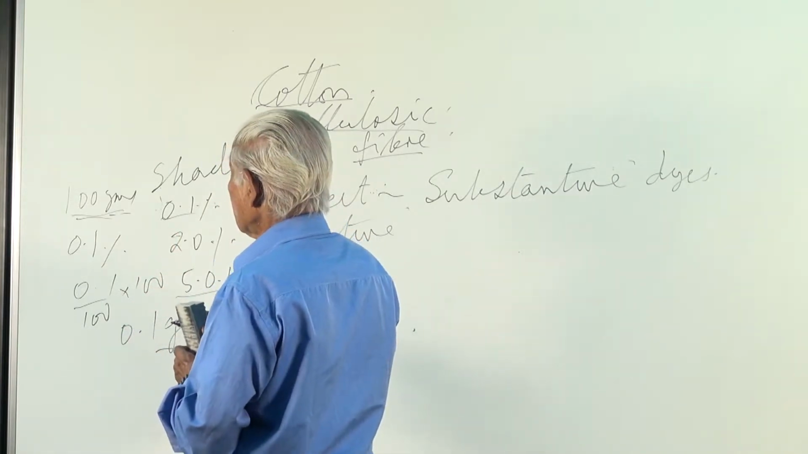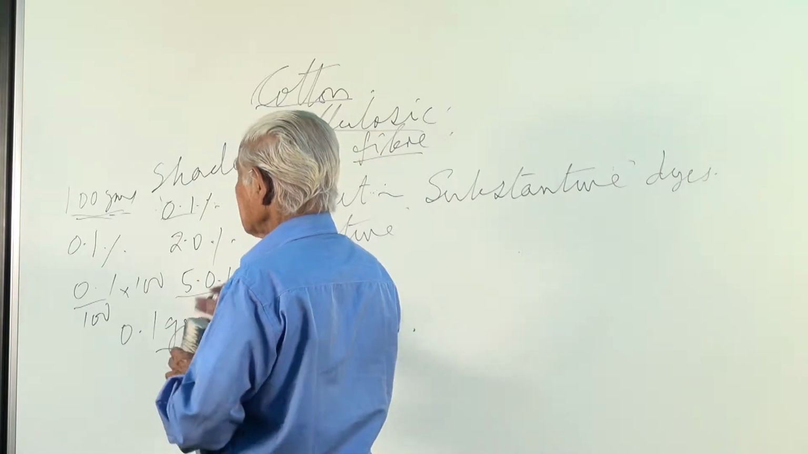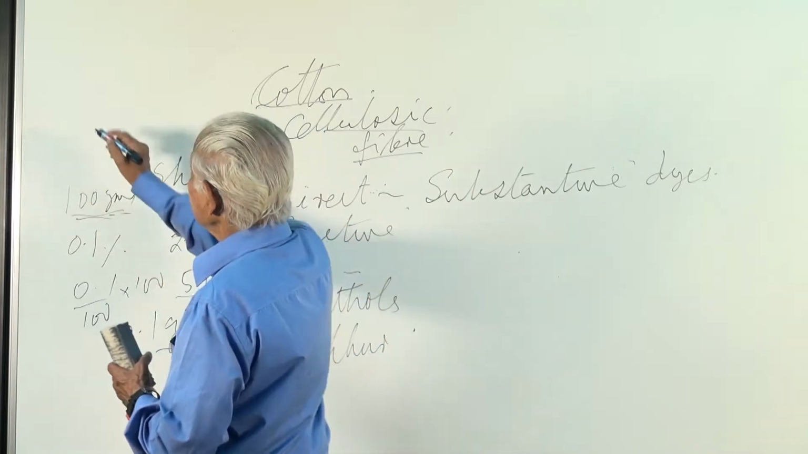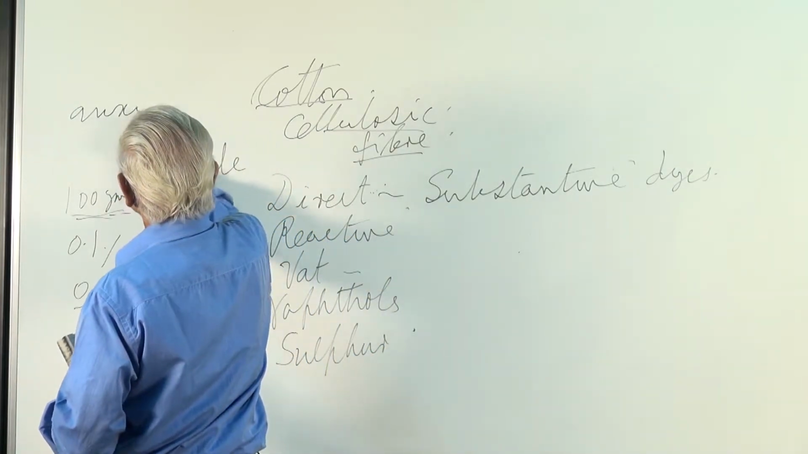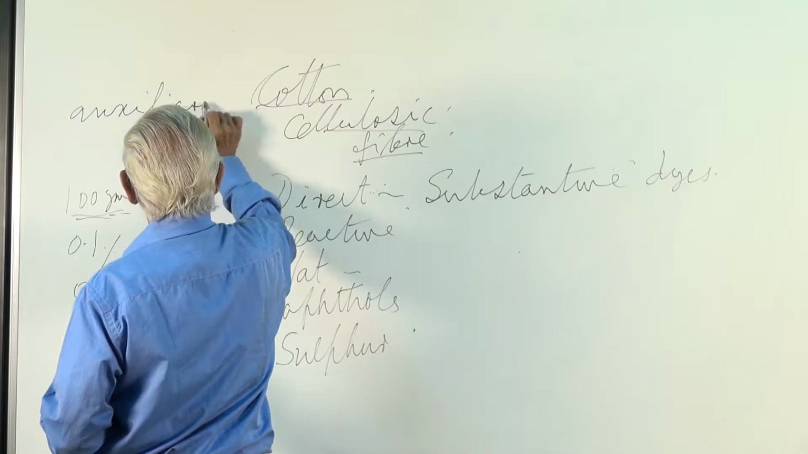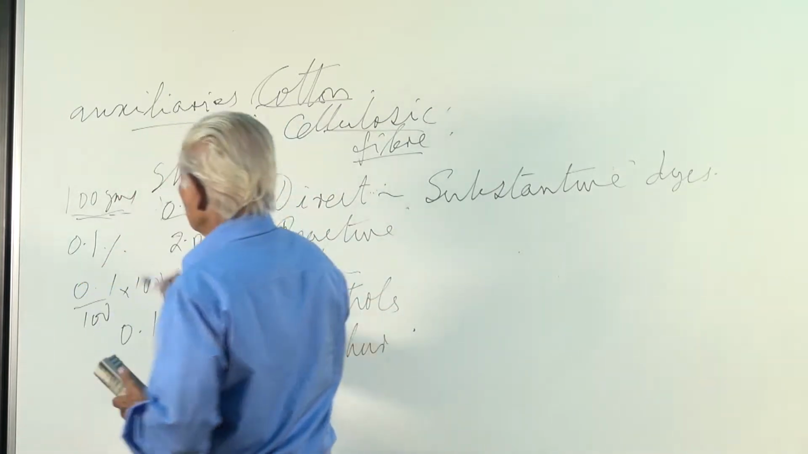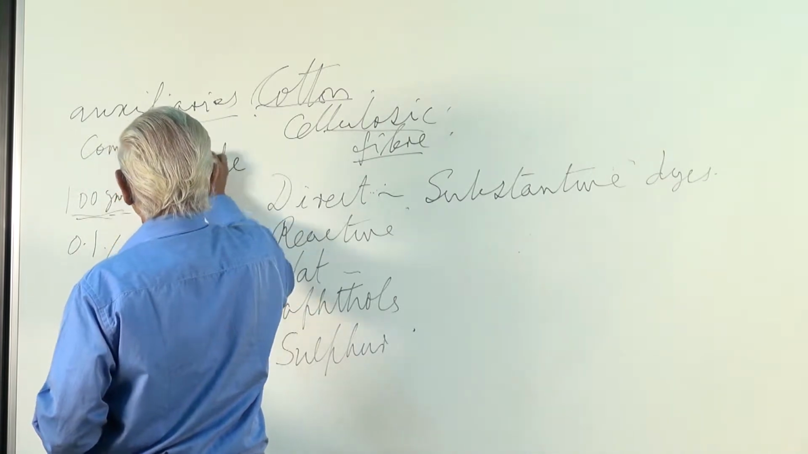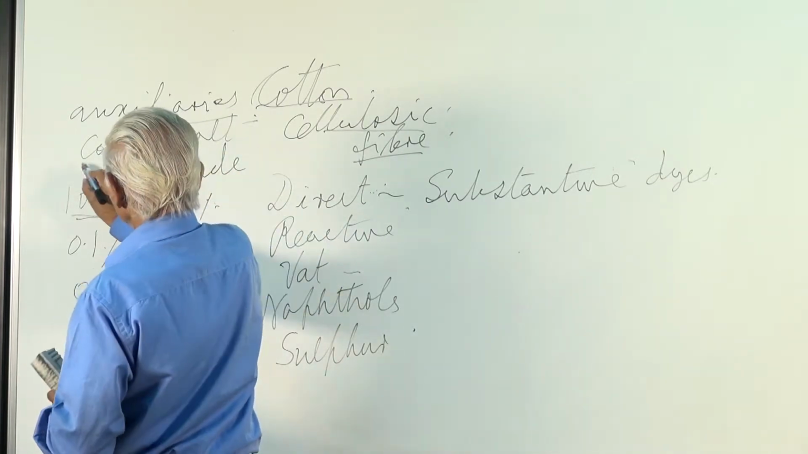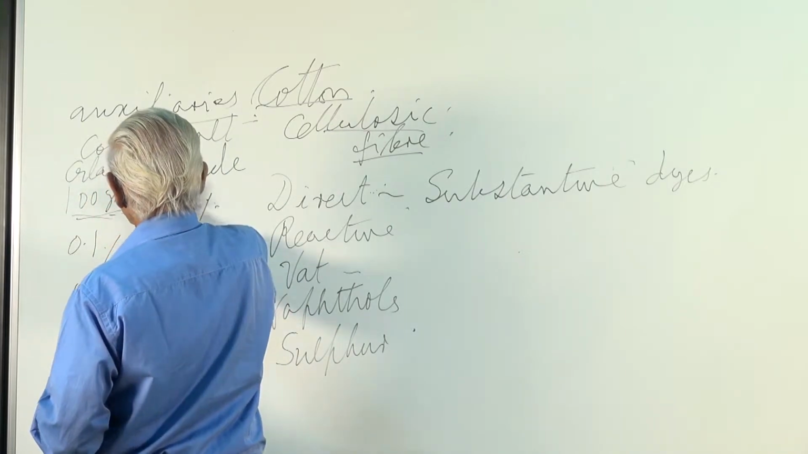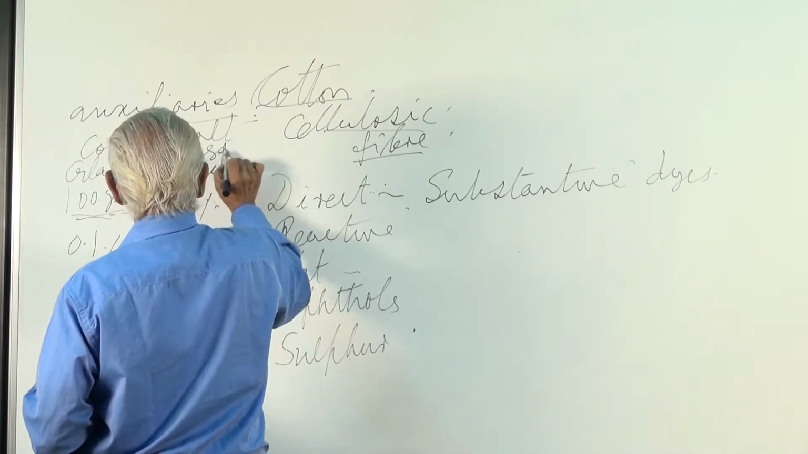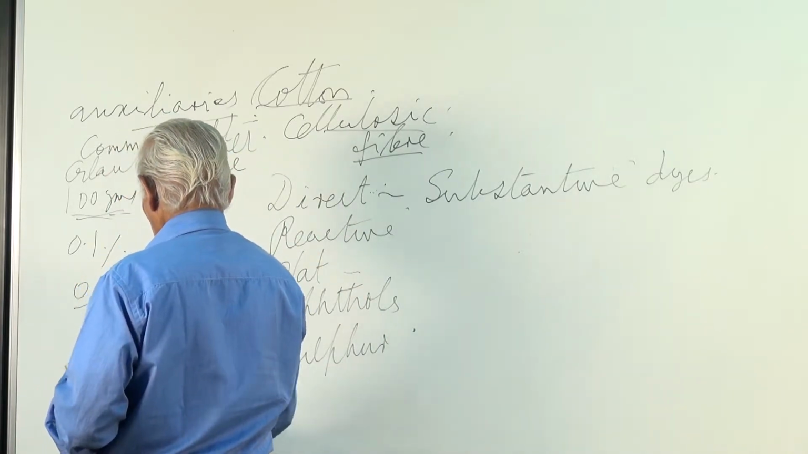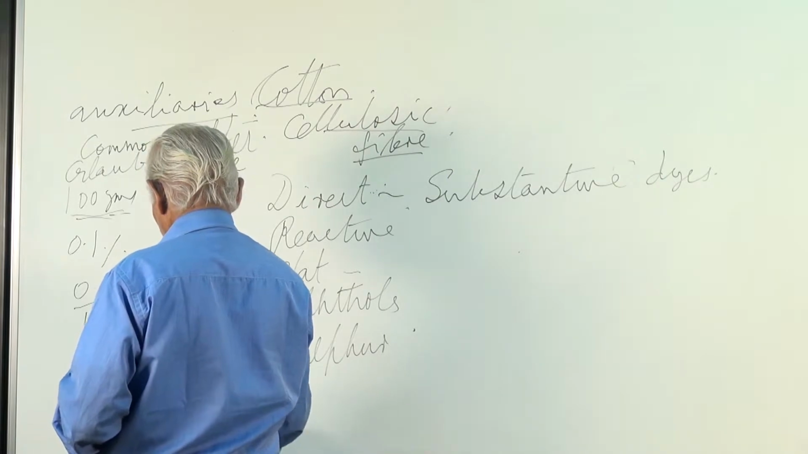And how the dyeing is carried out? Dye solution is used, but there are certain other auxiliaries which are used. For example, common salt or Glauber salt is called the exhaustive agent. Common salt is NaCl and Glauber salt is Na2SO4, sodium sulfate.